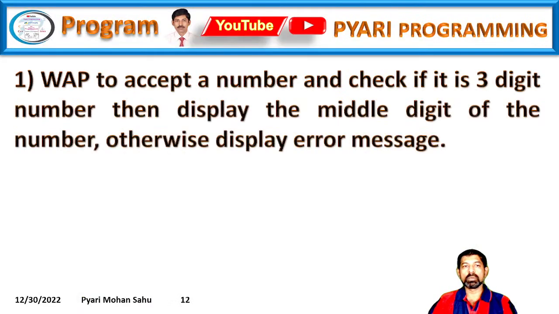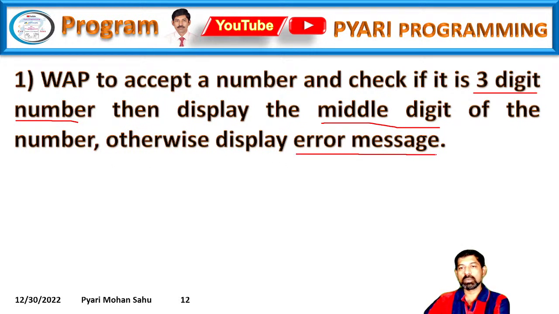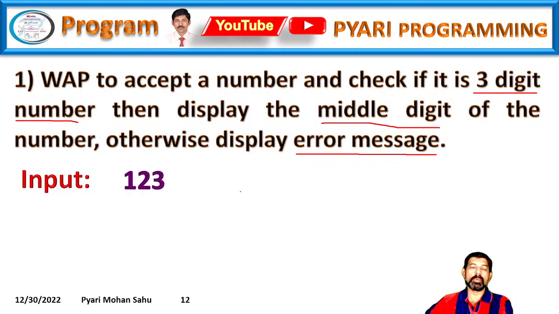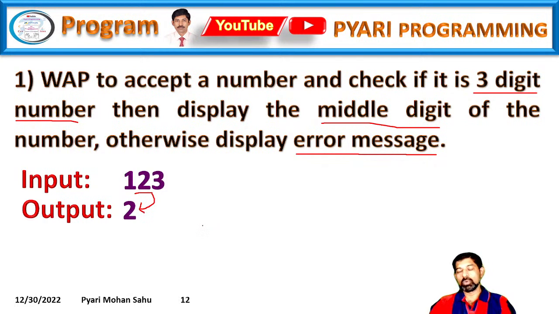The question says: write a program to accept a number and check if it is a 3 digit number. Then only display the middle digit of the number. Otherwise display an error message. The example is, if I input 123, the output will be the middle digit, that is 2. But only if it is a 3 digit number. Otherwise it will show you the error message.